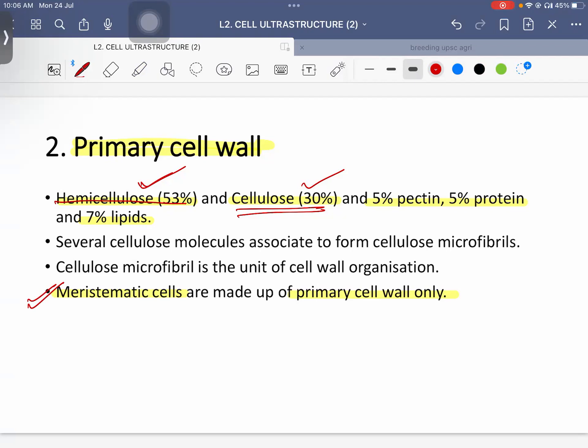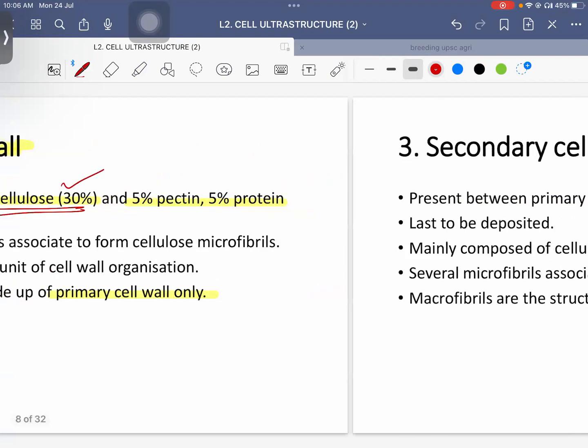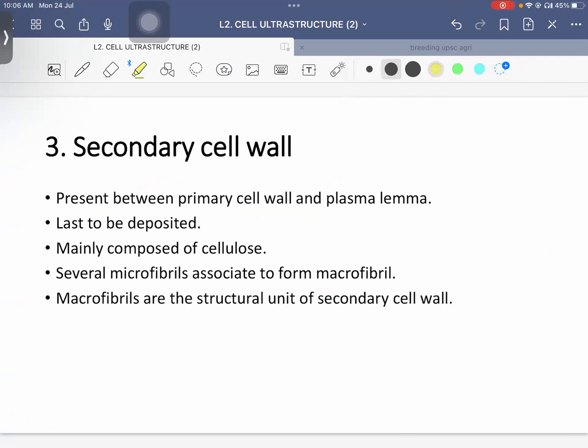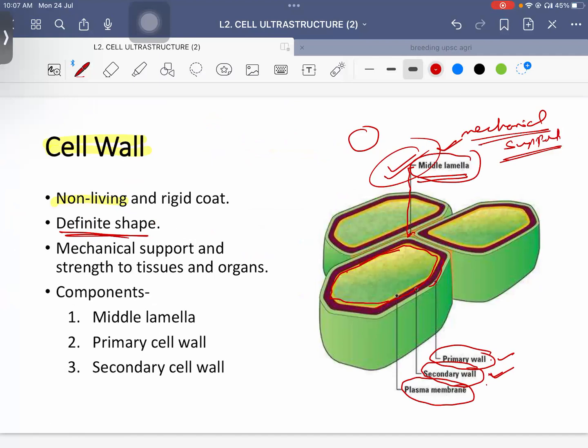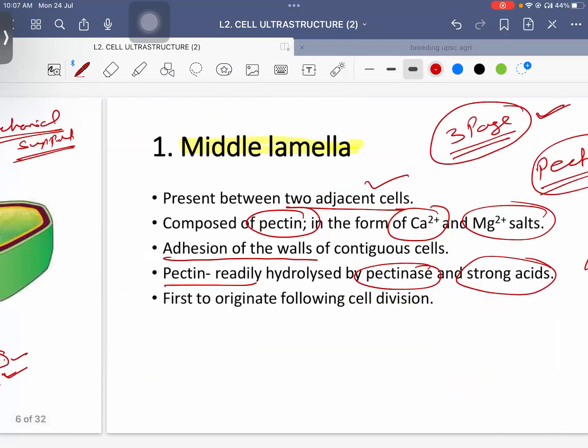These things you should definitely remember. This is a basic point: cellulose microfilaments are the unit of cell wall organization. Next is the secondary cell wall. It is present between the primary cell wall and the plasma lemma. I showed you how it is. Whatever part is innermost, that is the plasma lemma. Then you have the secondary, the primary, and then the middle lamella.